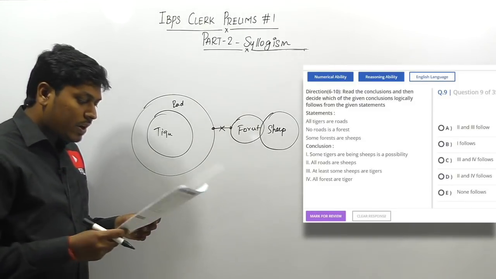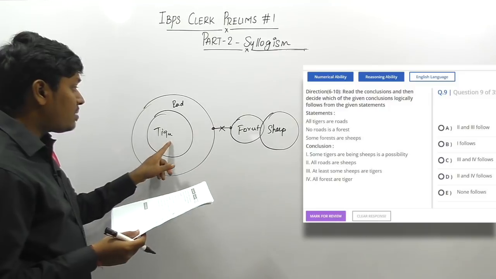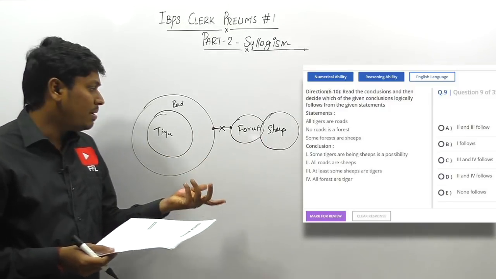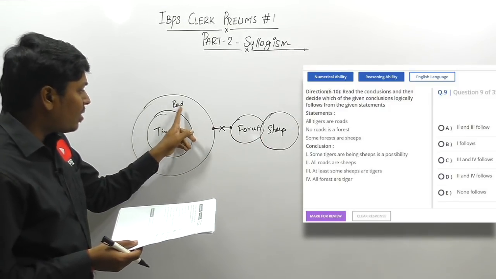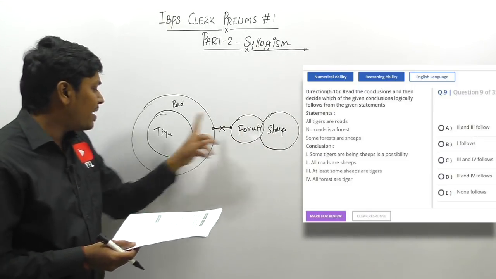Let me move on to conclusion number 1. Some tigers being sheep is a possibility. Yes, definitely possible. Why? Because there is no connection between a road and a forest, right? So sheep can be connected with road and also sheep can be connected with tiger, right?